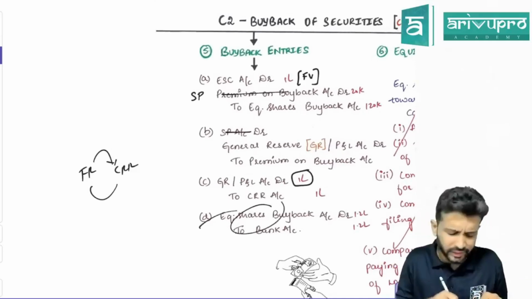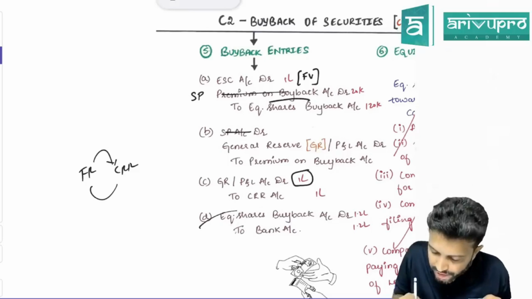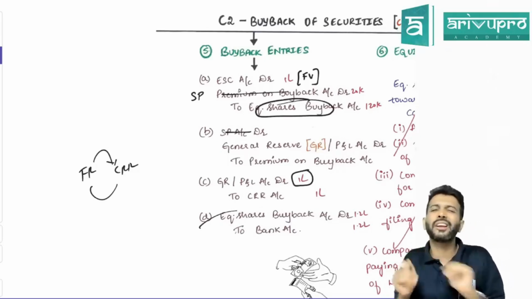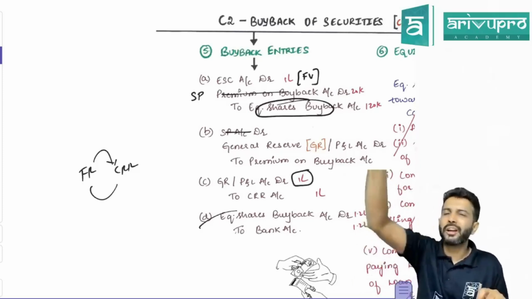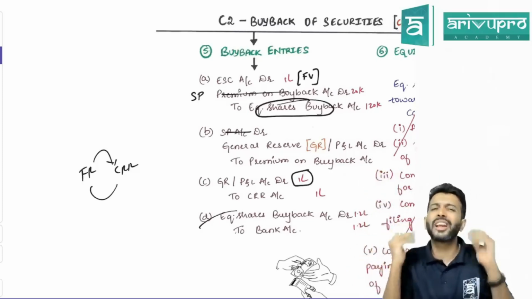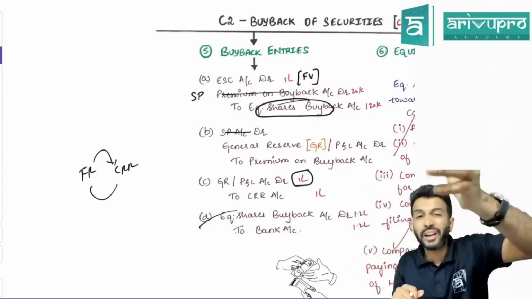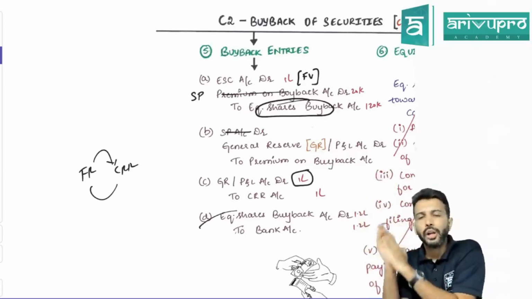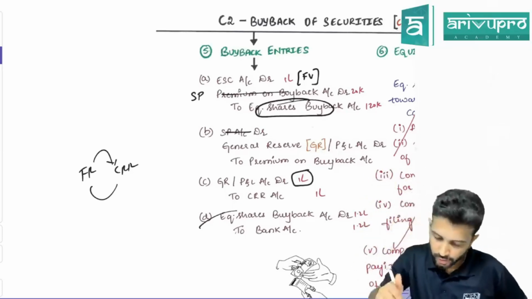Last entry is the payment entry. Whatever we are calling it, equity shareholders account or equity share buyback, this is a liability. When this liability is settled, what will be the entry? Liability account debit to bank account. What is the name of the liability we are calling? Equity share buyback. So we'll write equity share buyback account debit to bank account. Okay, that's all is the entry.